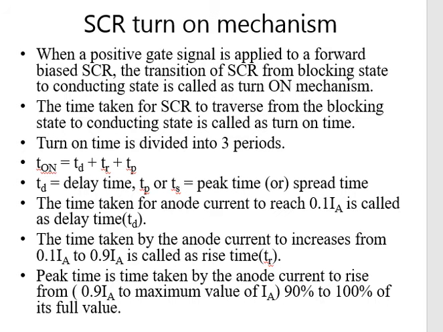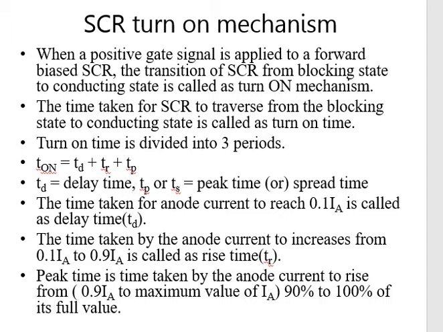Let me tell about the SCR turn-on mechanism. When a positive gate signal is applied to the forward biased SCR, the transition of the SCR from blocking state to conducting state is called the turn-on mechanism. The time taken for the SCR to traverse from blocking state to conducting state is called the turn-on time. The turn-on time is divided into three periods: TD, TR, and TP. That is, T on equal to TD plus TR plus TP. TD equals delay time, TR is rise time, and TP or TS equals peak time or spread time.